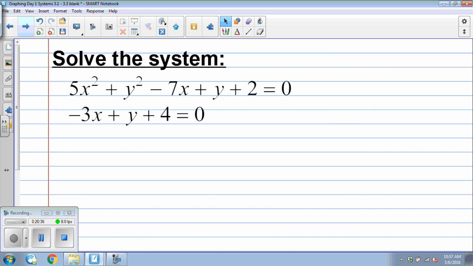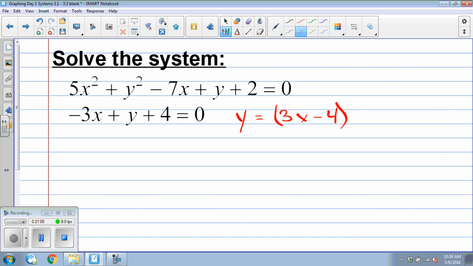So this is a circle and a line. You have to solve this using substitution. Okay. So you're going to solve for y in your second equation. You'll get y equals positive 3x minus 4. Okay? That's what y is equal to. So be careful. When you plug it back into your first equation, you're going to plug it in right here and right there.